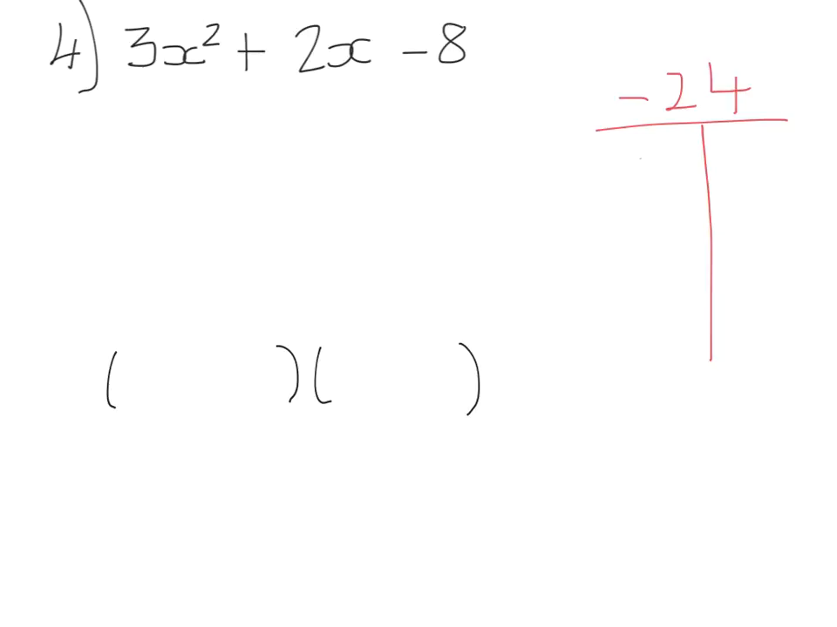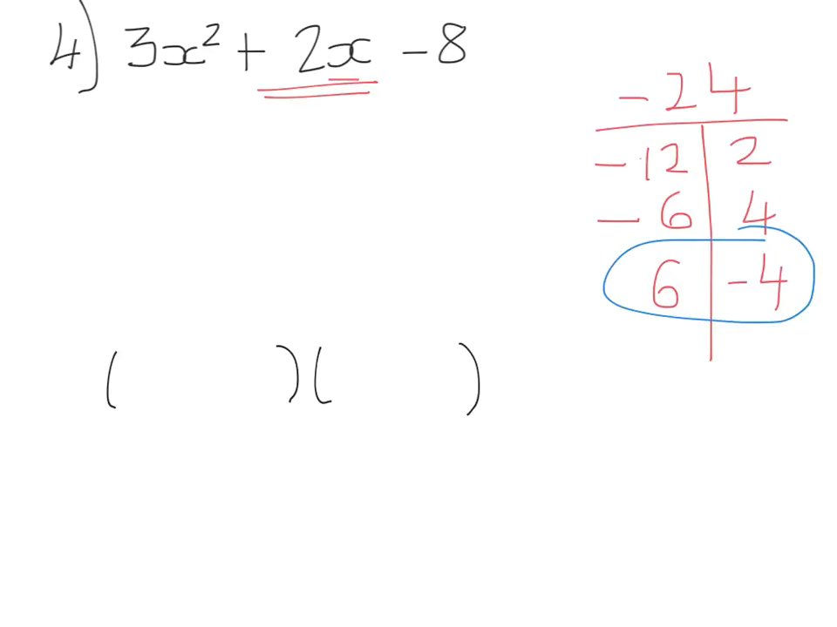So the first one that comes to mind is -12 times 2. So -12 times 2 gives you -24. However, I want it so that when I add them together, I get +2. Okay, another one I'm going to try is -6 and +4. Now -6 add 4 would give me -2. So what I'm going to do is try swapping the signs around. 6 minus 4 gives me 2. So I'm going to use that one there.